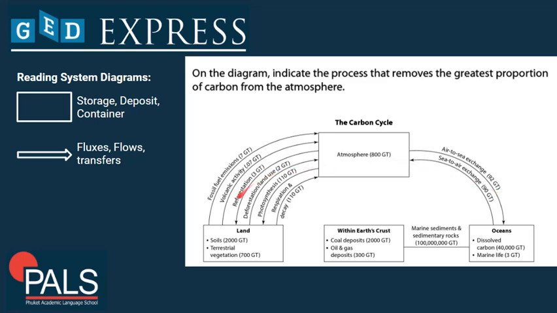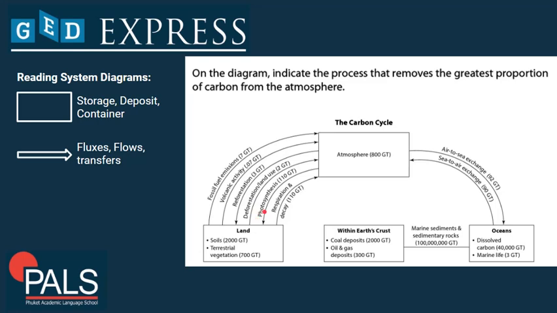Again, let's have a look. Is it reforestation with 3 gigatons? No. Is it air to sea exchange with 92 gigatons? It is not. So the largest amount of carbon removed from the atmosphere is by photosynthesis with 110 gigatons. So this is the correct answer.